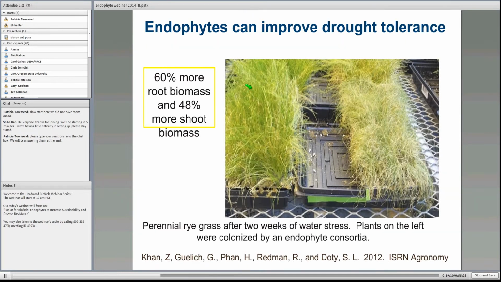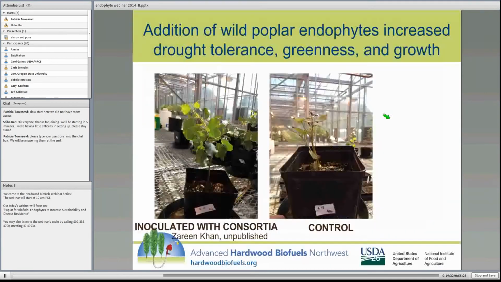And another benefit of these endophytes from wild poplar is that it increases the drought tolerance of the plant. In this picture, this is with grasses. So grasses are also benefiting from the poplar endophytes. If we add the endophytes to grasses, then they're able to tolerate drought significantly better than grasses that don't have the poplar endophytes. A similar experiment was done with poplar cuttings.